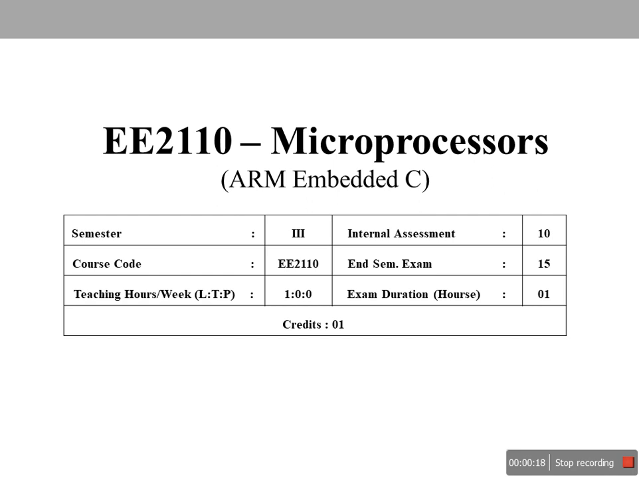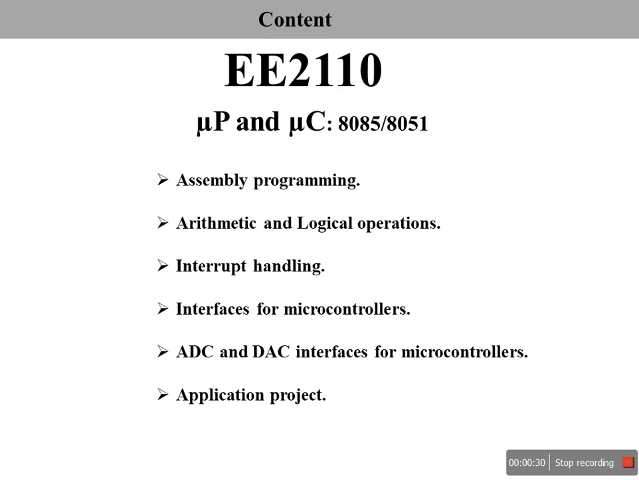This course is meant for BTech third semester, Central University of Karnataka, which is of 1 credit. It carries 25 marks. Okay, let's move ahead with the content of the course. It basically deals with microprocessor and microcontroller like 8085 and 8051.